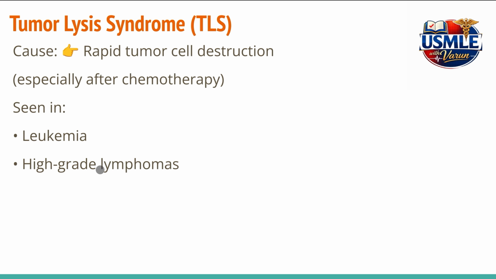And the other high-yield topic that we need to discuss is tumor lysis syndrome. This tumor lysis syndrome arises because of rapid tumor cell destruction, especially after chemotherapy is initiated. So whenever chemotherapy is initiated in those patients with aggressive tumors, with aggressive and rapid cell turnover, what actually happens is there's lysis of the cells.